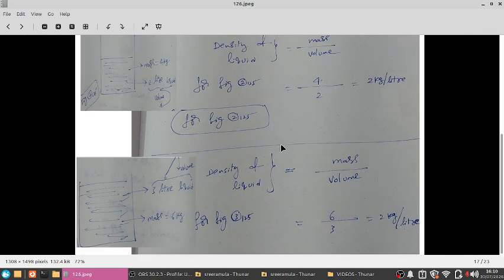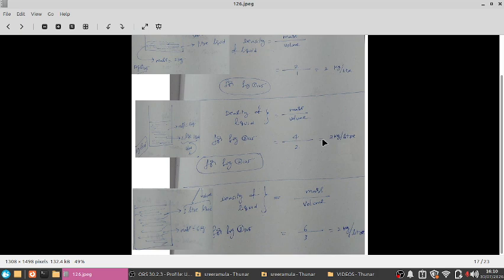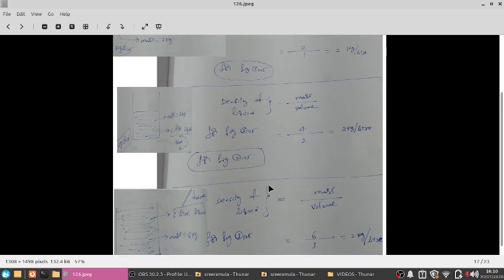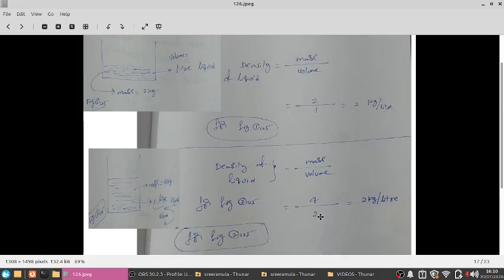In other words, the density of the liquid is the same whether you have taken a large amount of liquid or a small amount of liquid. When you take a large amount of liquid, there will be large mass and large volume. When you take a small amount of liquid, there will be small mass and small volume. Thereby the ratio is going to remain constant.